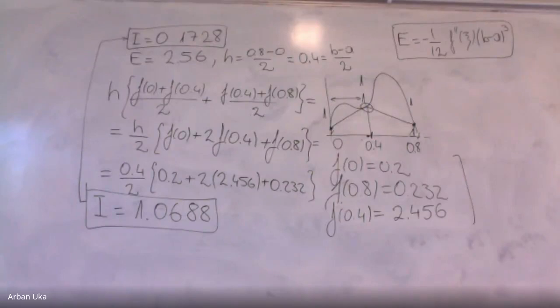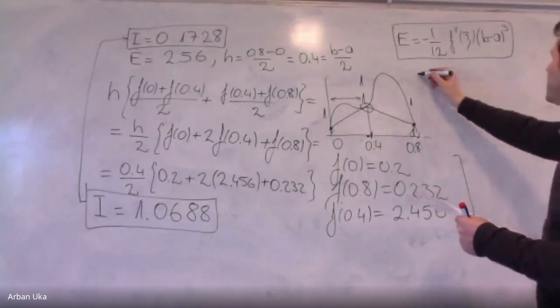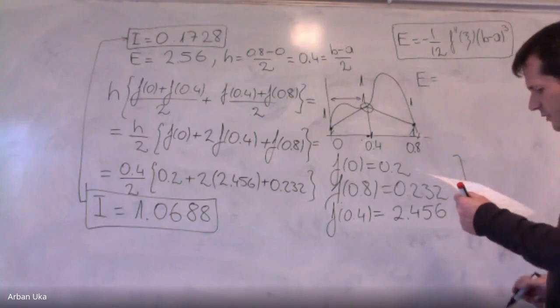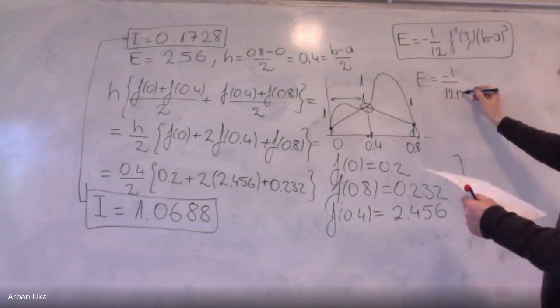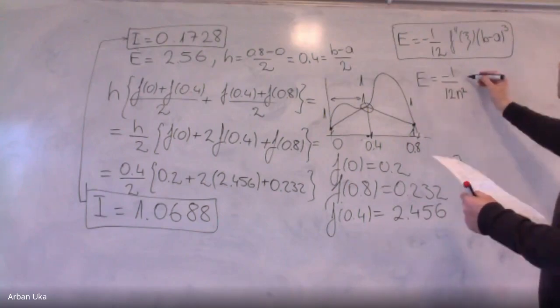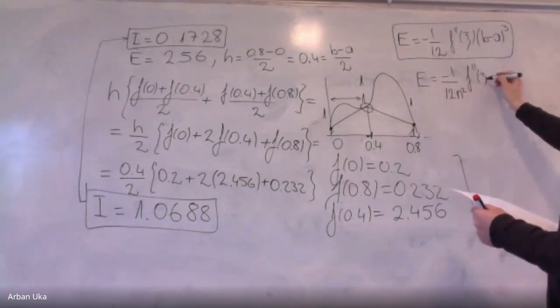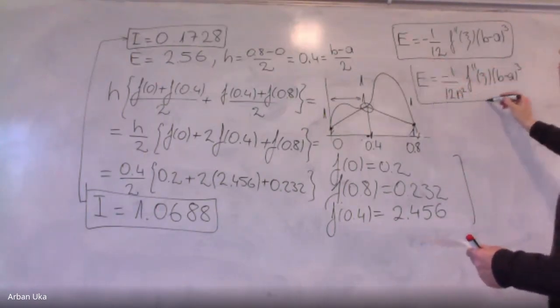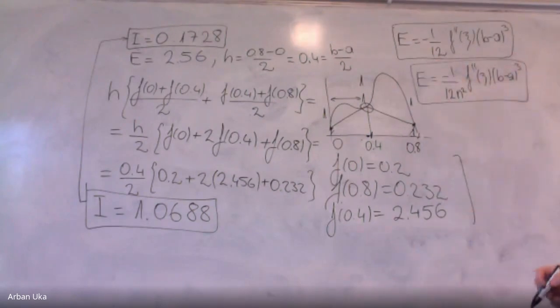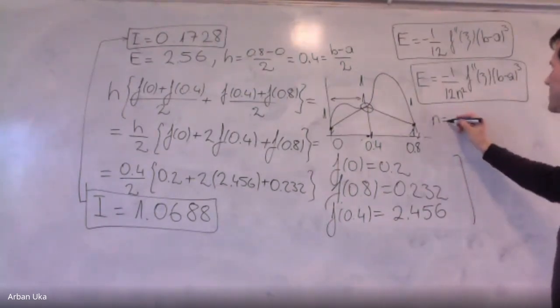But now, if we have the composite trapezoidal rule, the expression, the error, it will change slightly. So for composite trapezoidal rule, this will be minus 1 over 12 n squared times this section remains the same, times b minus a, again to the power 3. So as you can see here, n corresponds to the number of segments. Okay, so in this case, n is equal to 2.